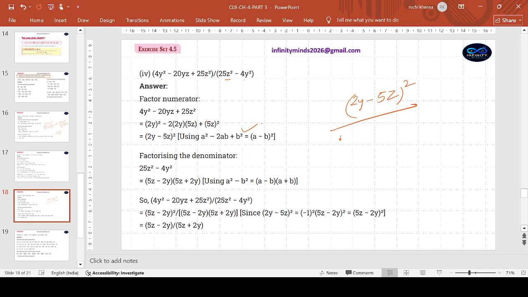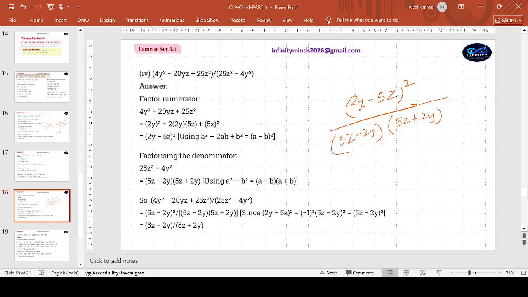Denominator is 5z minus 2y into 5z plus 2y. That's what you have. This is square and this is your numerator answer. This is your denominator. So try and see the common factors and cancel. Chances are they're going to be common factors. Don't leave it as it is. It is your job to simplify and give the most simplified answer.